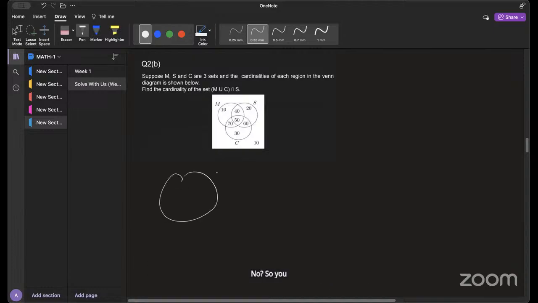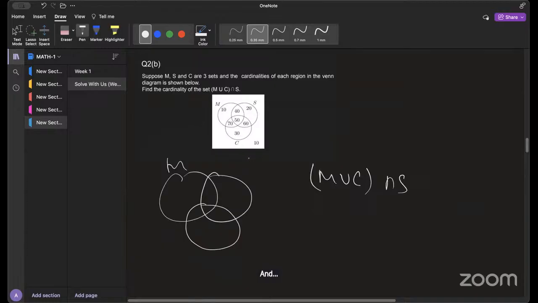So you have been given these three sets, and this set is M union C, this entire thing, and then intersection with S is this thing. This is the set whose cardinality you need to find. And so you can just add up these things. Here you have 40, then you have 50, and then you have 60. So it will give you 150.